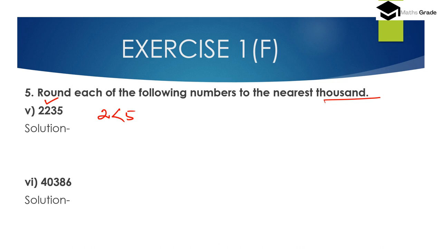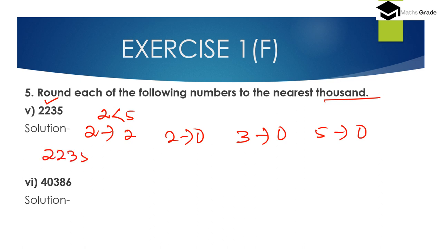Just write down 2, the 1000s digit, as it is, and this 100s digit 2 changes to 0. And this 10s digit 3 changes to 0, and units digit 5 changes to 0. Now this 2235 rounded to the nearest 1000 is 2, this 2, and this 0, 0, 0. Now 2235 rounded to the nearest 1000 is 2000.